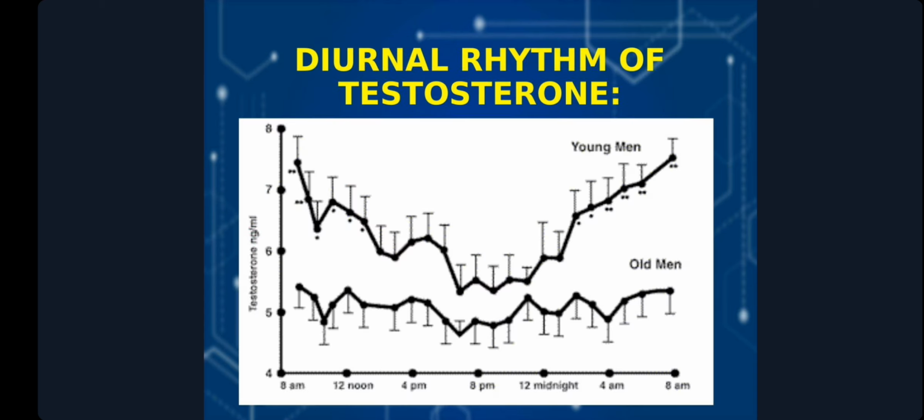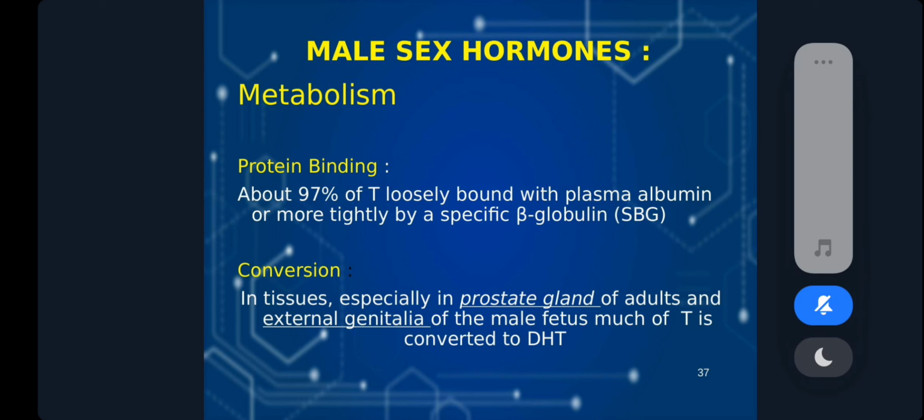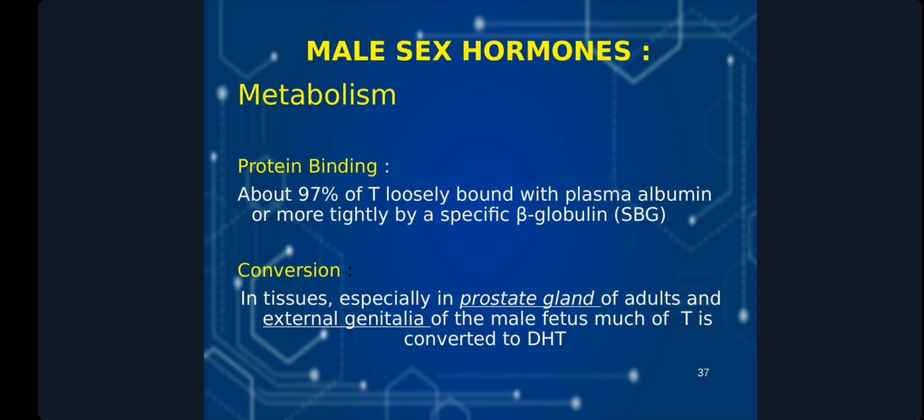Also, testosterone has a diurnal rhythm, and this diurnal rhythm is obvious in the young in comparison to older ones. Testosterone should be bound to some proteins to circulate in the bloodstream. So mostly testosterone binds to alpha-glucosidase or beta-glucosidase. Specific beta-glucosidase has SEG.